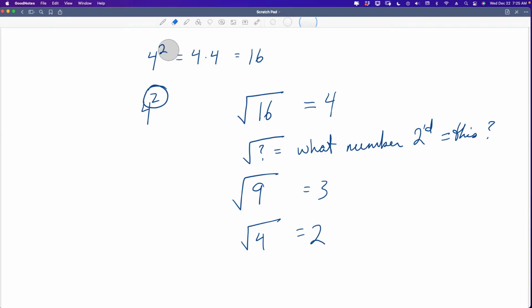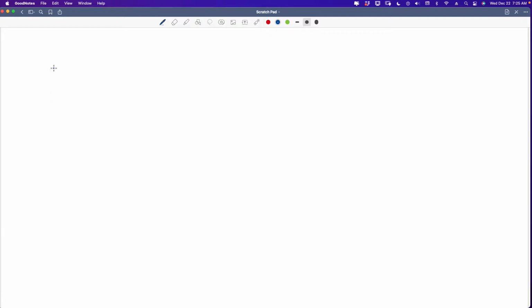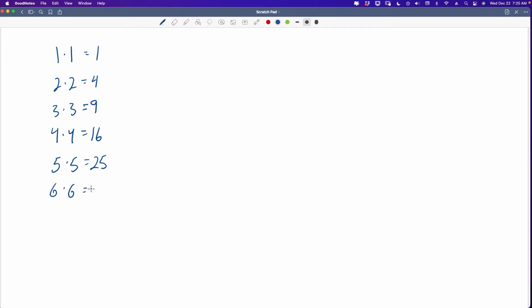One of the things that you can do, let me just clear the page, make it easier on you, is memorize your perfect squares. So we start with 1. 1 times 1 is 1. 2 times 2 is 4. 3 times 3 is 9. 4 times 4 is 16. So if you can memorize everything in your multiplication table, this is going to help you whenever you have square roots. So this is something that you might want to spend some time on, memorizing your perfect square multiplication table.